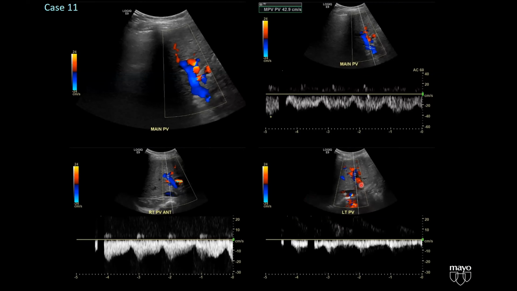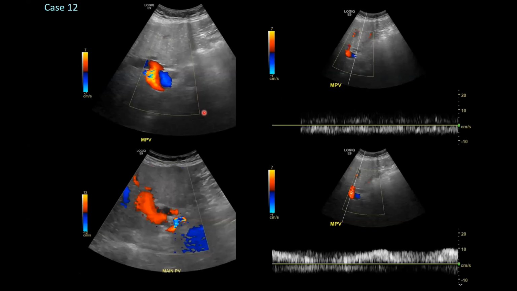So no, not that tricky here. This is a first-year case. Basically, this is just hepatofugal flow in the main portal vein. Big deal. All right, but sometimes we'll see this.